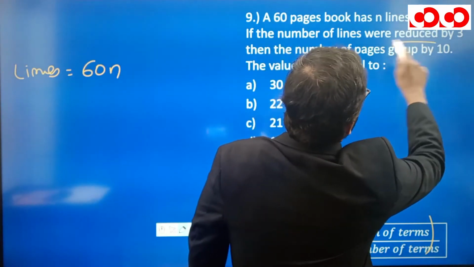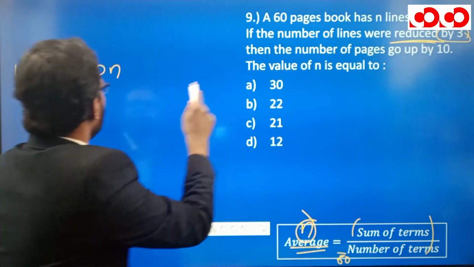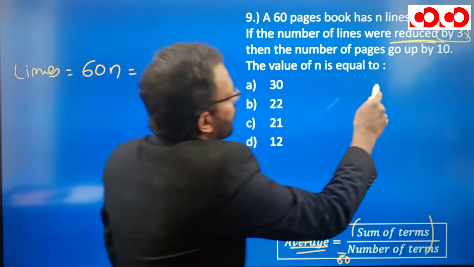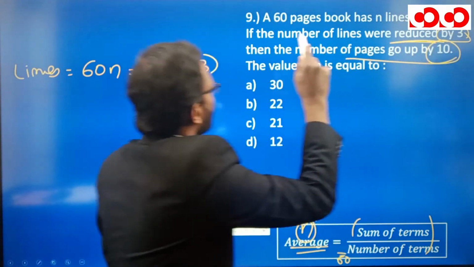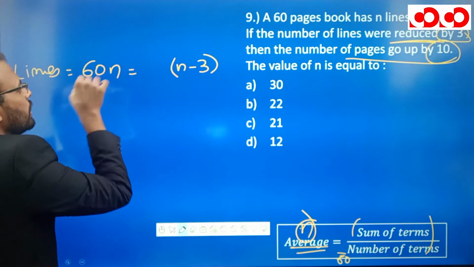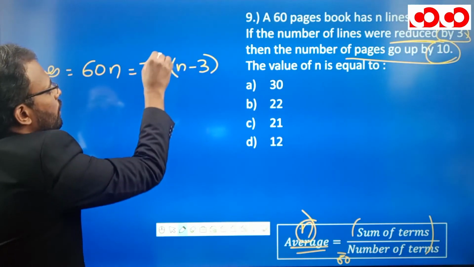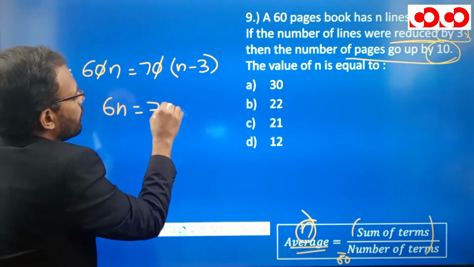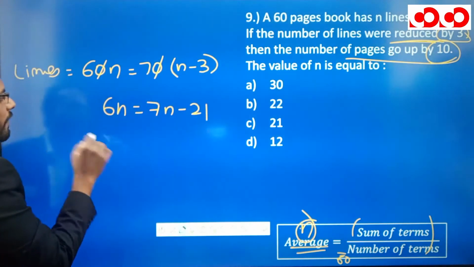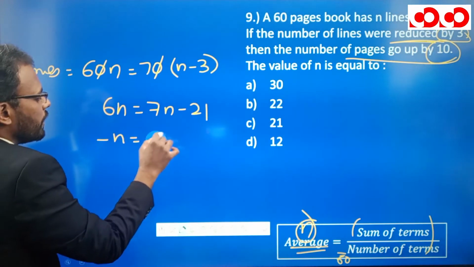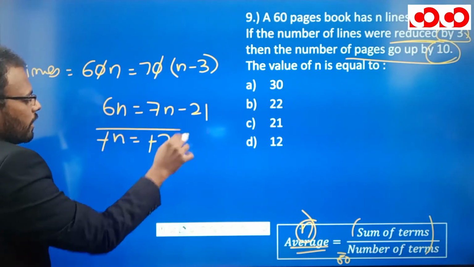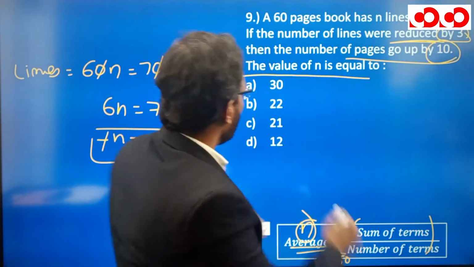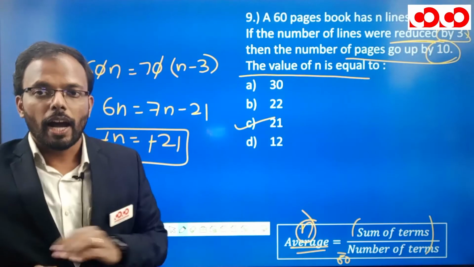And now it is given that if the number of lines were reduced by 3, the number of pages go up by 10. So first it was 60, now it will go up by 10, it will be 70. Now 0 and 0 will get cut. 6n is equal to 7n minus 21. So this 7n will come here, minus n is equal to minus 21. So minus and minus cancel. It means that the value of n we need to find is equal to 21. I hope this is clear to you.